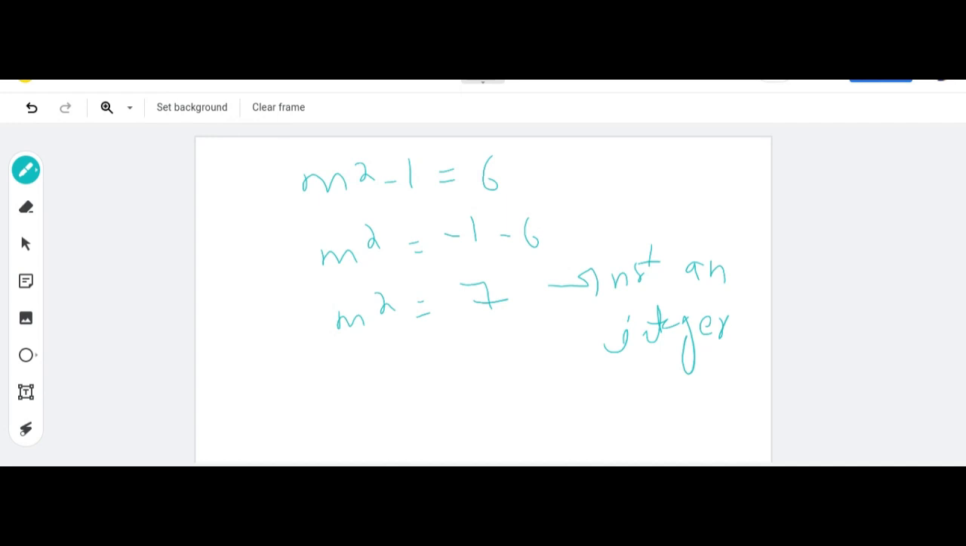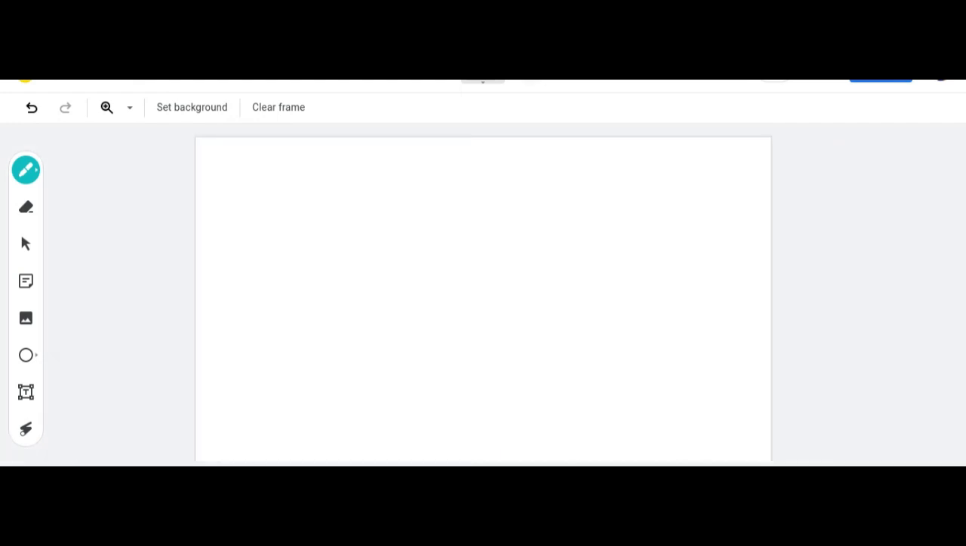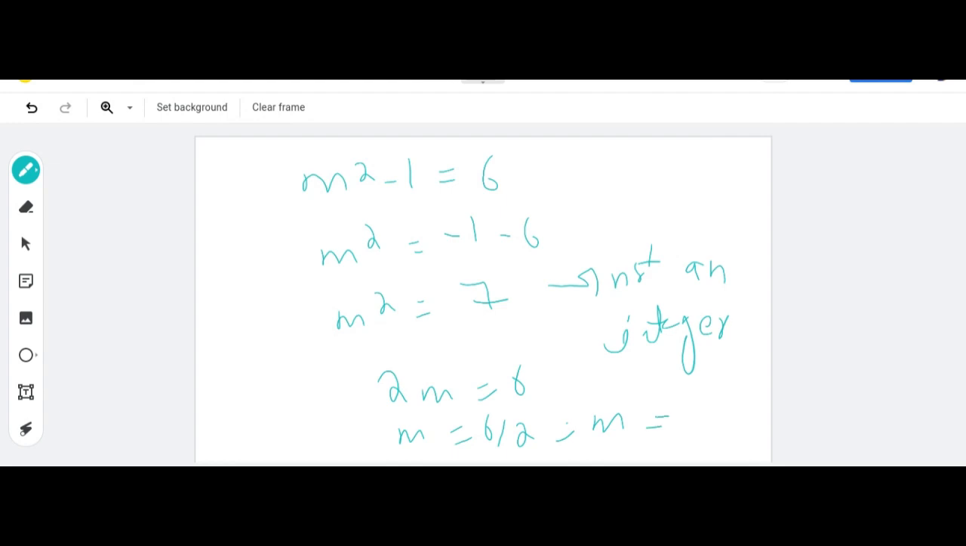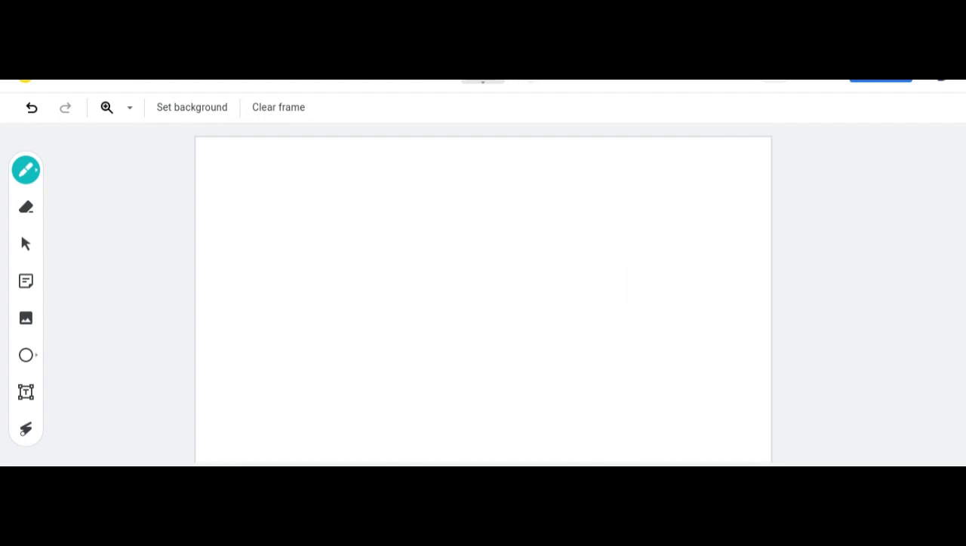And now the way I have to do this for m. Like 2m is equal to 6. And m is equal to 6 by 2. Answer is 3. I have the answer 3. But I didn't get the answer like 5 and 7, that is not the integers. So the Pythagorean triplets, we have to write the Pythagorean triplets like this.